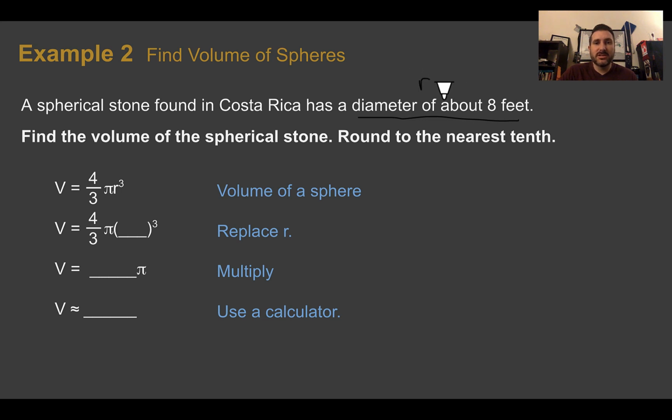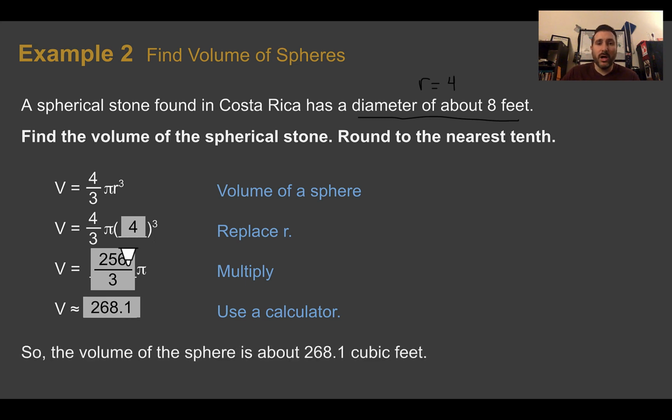We want the radius. So the radius still is half of the diameter. Radius must be 4. Now that we know that, we can plug in 4. Calculate it out. 4 to the third power is 64 times 4/3 would be 256 thirds. I'm just going to leave it as a fraction here because now we're going to use a calculator and multiply out by 3.14. Our volume is around 268.1 cubic feet.